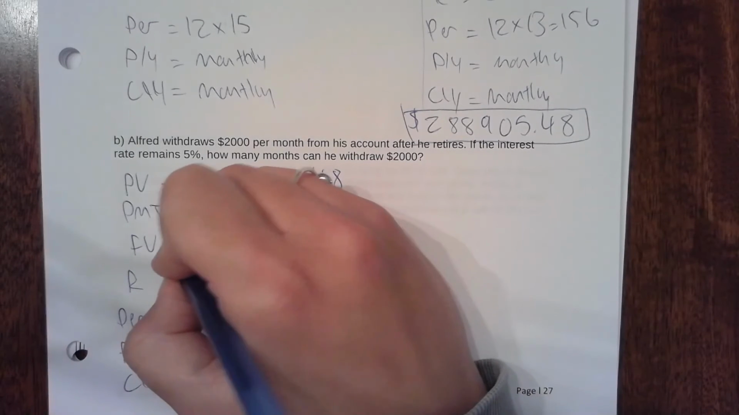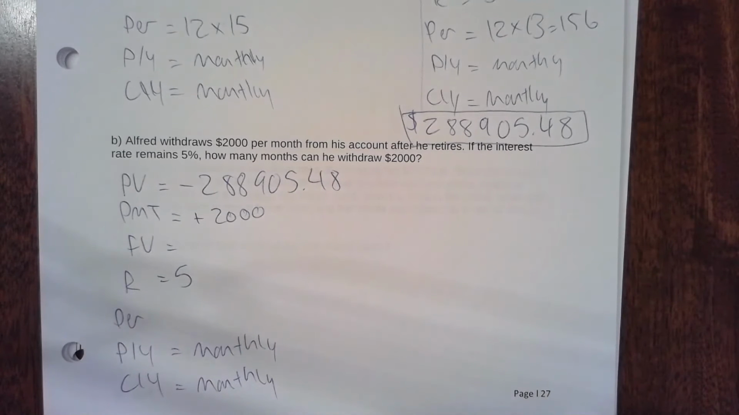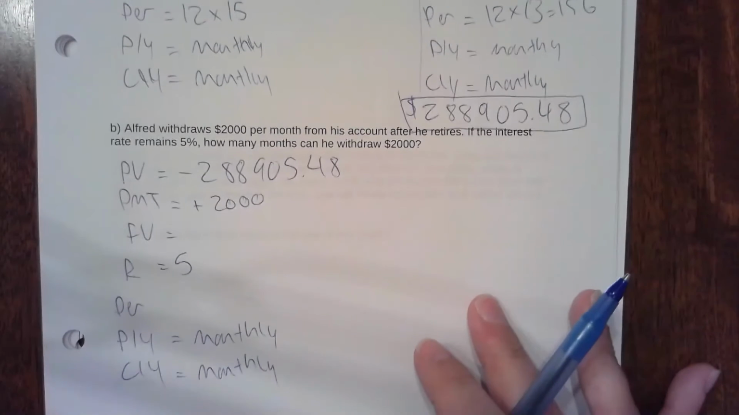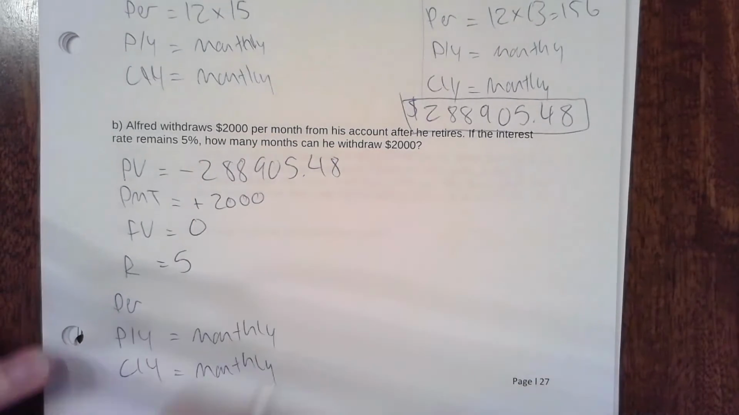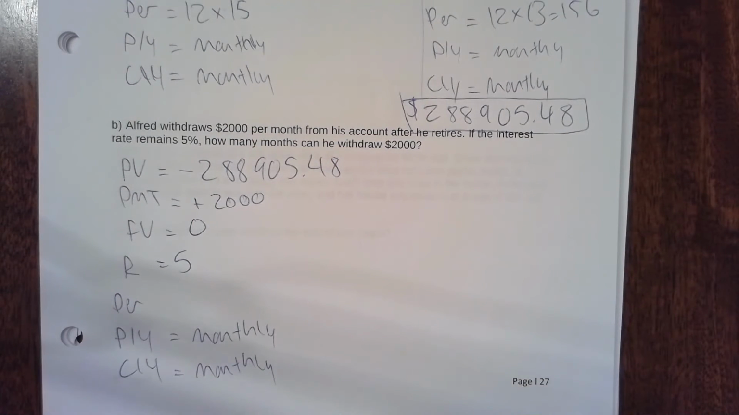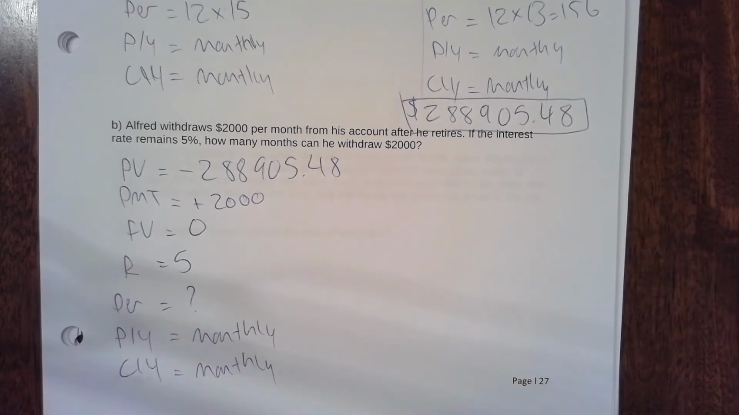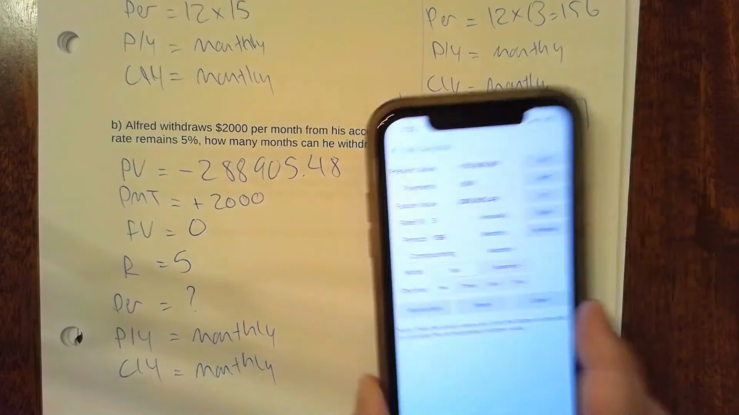Future value. Now, what will his future value be if he runs this thing until it's empty? Because you're not going to stop when there's still a bunch of money in it, right? No, you're going to use up the money until it's gone. So the future value is going to be 0. At the end, there will be no money left. And the period is actually what we're looking for because that's how many months we can go for.